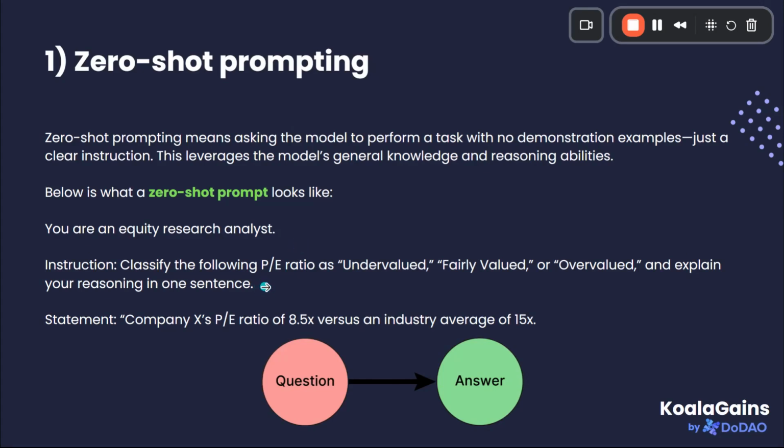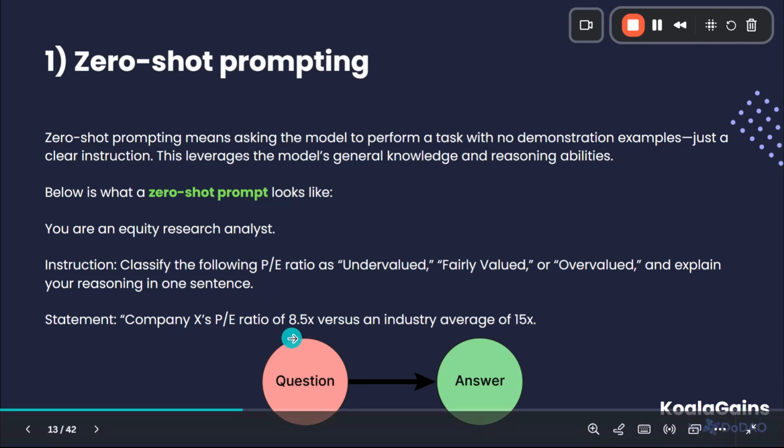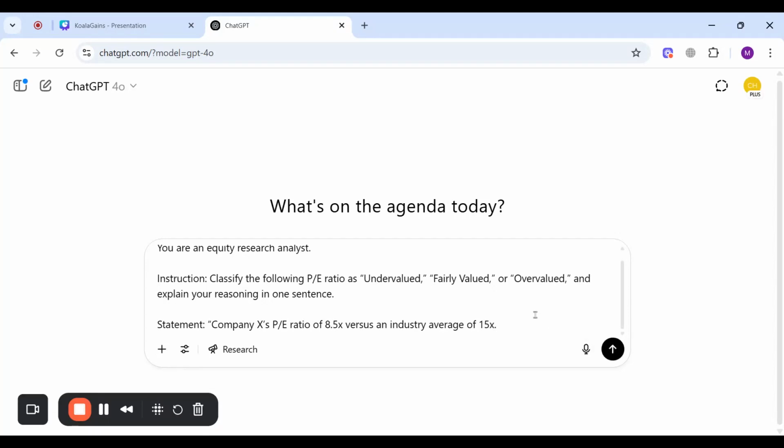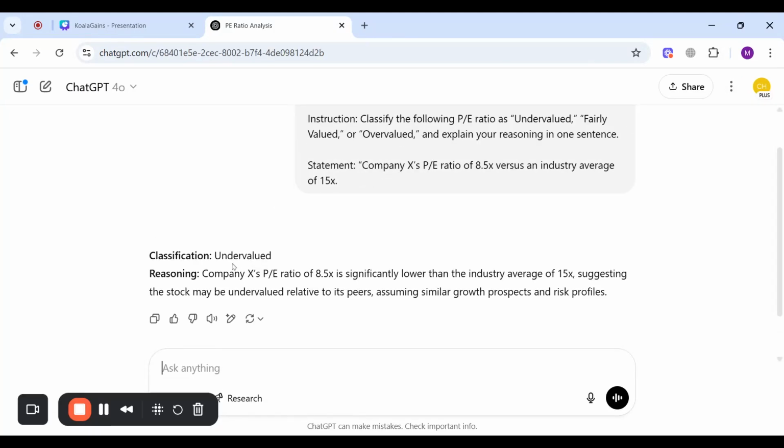We have a price to earning ratio of a company and we want the LLM to classify it for us as undervalued, fairly valued, or overvalued. Let's see if the LLM is able to answer us correctly. We'll run this prompt and see. We can see that the LLM has answered us correctly, and we can see that 8.5 is lower than 15. It has not only classified the ratio, but it also has shared its reasoning for why it has classified it so.